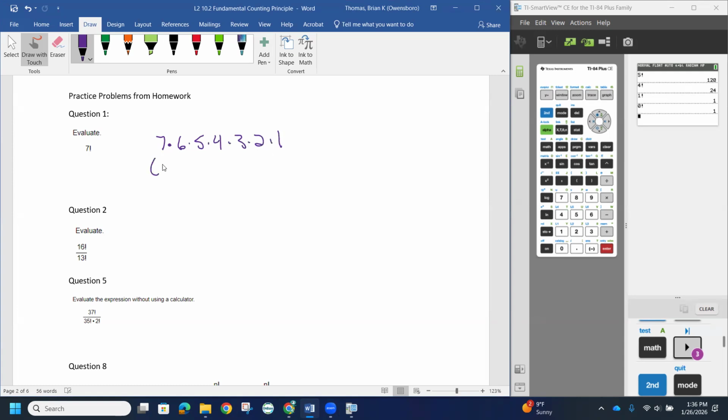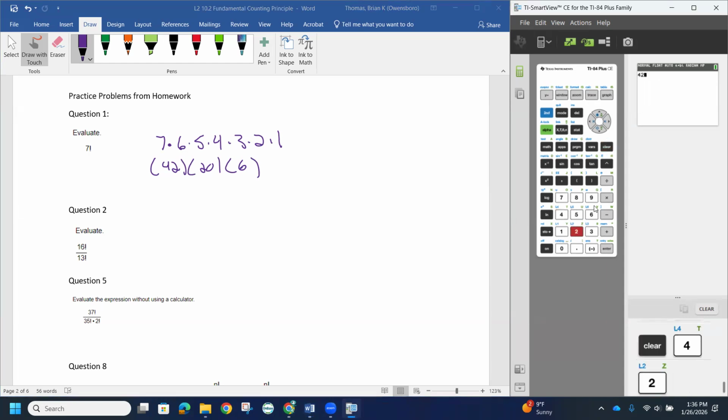If I was doing it by hand, I would say it's 42 times 20 times 6. So if I did it by hand, I would say, let's clear this off here. I can go 42 times 20 times 6, and that gives me 5,040. Now, you also could go using your calculator. You could say 7 times 6 times 5 times 4 times 3 times 2 times 1.